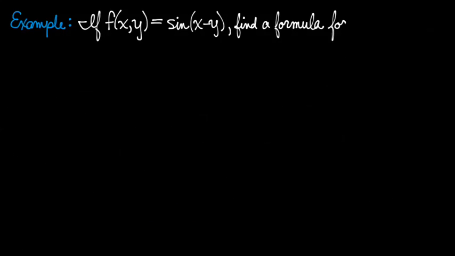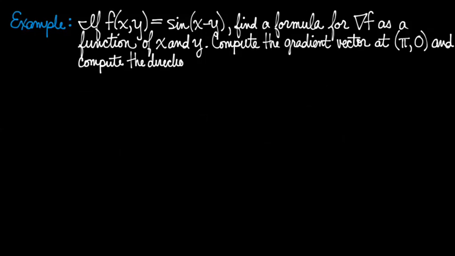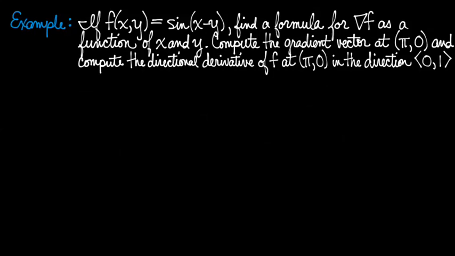If f of x, y is equal to sine of x minus y, find a formula for nabla f as a function of x and y. Next, compute the gradient vector of f at the point pi, 0, and compute the directional derivative of f at pi, 0 in the direction 0, 1.